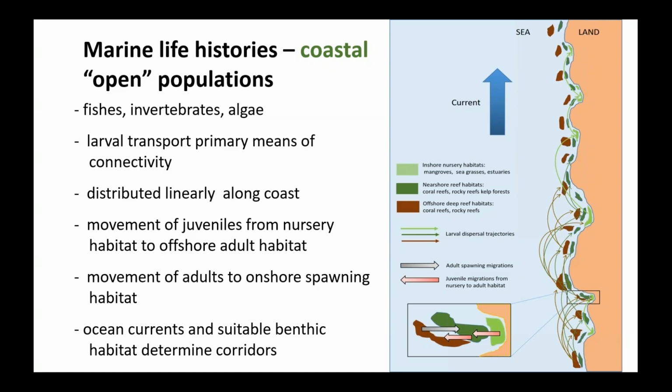And the spatial structure of the populations tends to be linear along a coastline. And I've tried to depict that in this graphic where I've got three different habitat types. So the closest inshore are habitats like mangroves, seagrasses, estuaries, the light green areas. The next are slightly offshore reef habitats. So in the tropics, they're coral reefs. In temperate systems, they're rocky reefs and kelp forests. That's the dark green patches. And then further offshore are deeper reef habitats. Again, either deep coral reefs or deep rocky reefs.